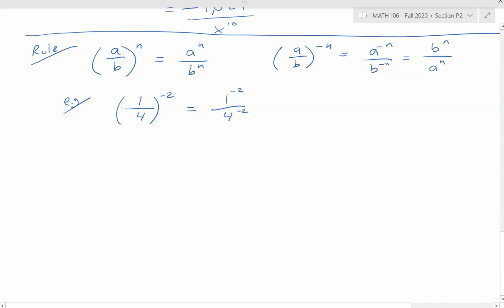So what's 1 raised to any exponent? Isn't it just 1? I could do 1 to the millionth exponent and I'm still going to get 1. So this top is 1. And then what happens to that 4 to the negative 2? Well, I'll write it out: 1 times 4 squared, right? Because I'm going to take that negative 2 exponent and flip that up to the numerator. And the final answer is going to be what? 16.